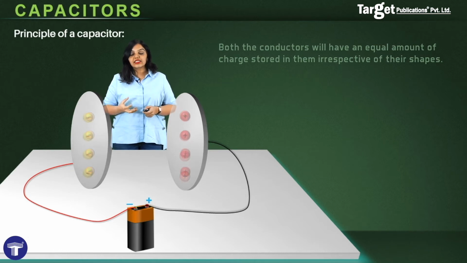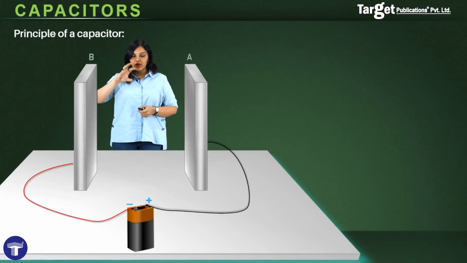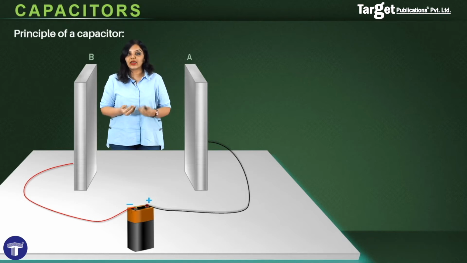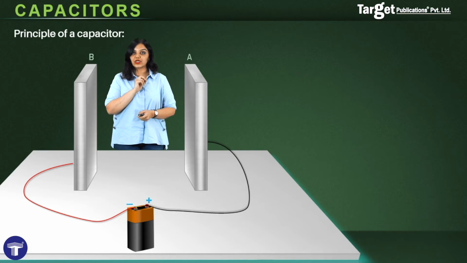Okay, so this means that actually electrons are flowing from plate A to the battery and to plate B. But till when will this happen and when will it stop? Let's analyze the situation a little bit.